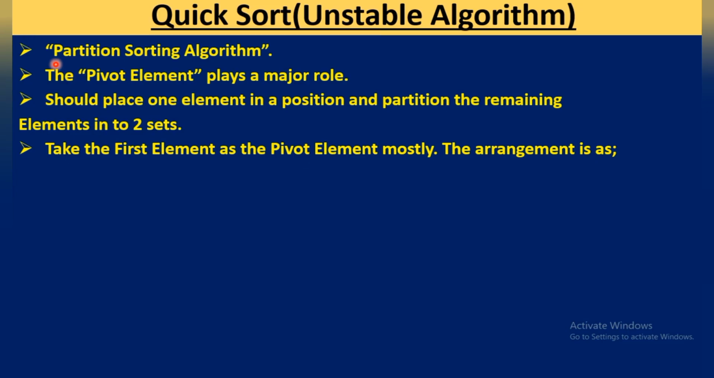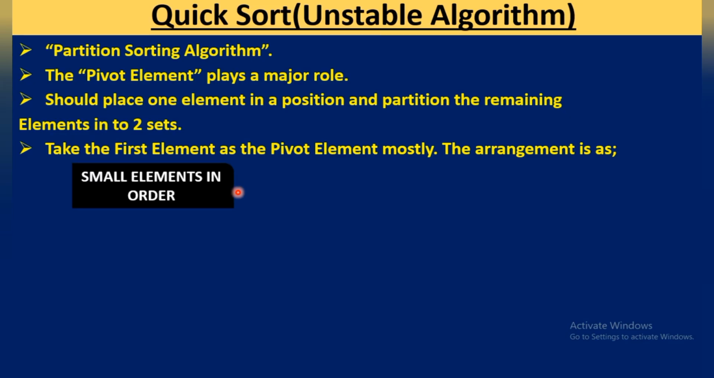Now, quicksort is called a partition sorting algorithm. We are going to partition based on a pivot element. We will discuss it with an example. We place one element in a position and partition the remaining elements into two sets. Take the first element. The pivot element we can choose as any one, but majorly we will select the first element present in the given set of elements.